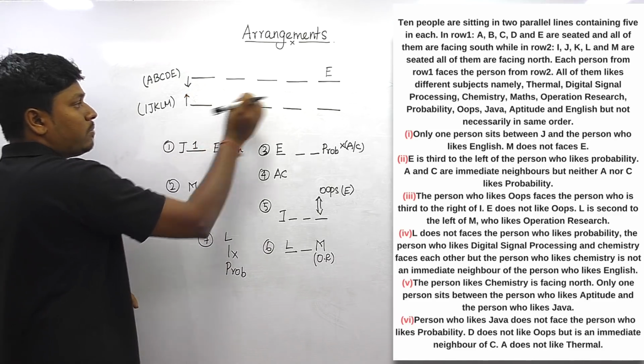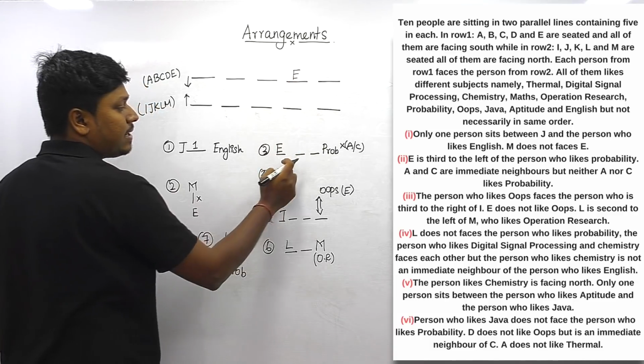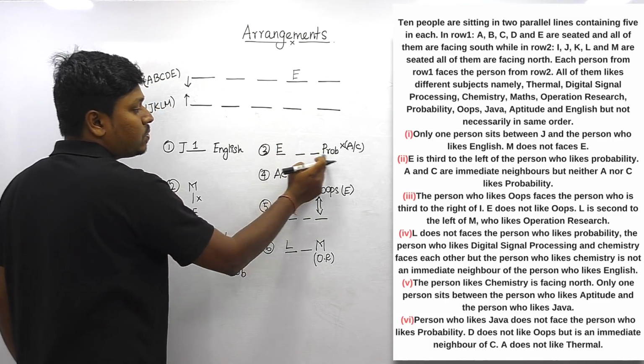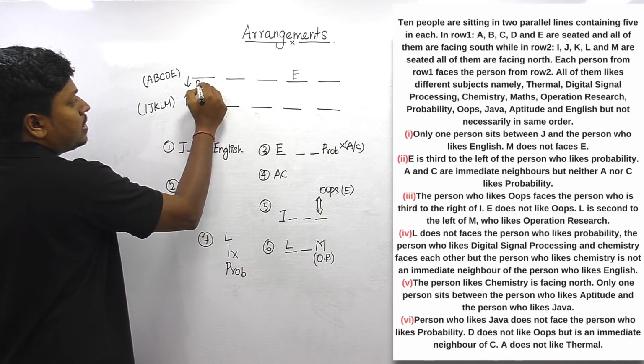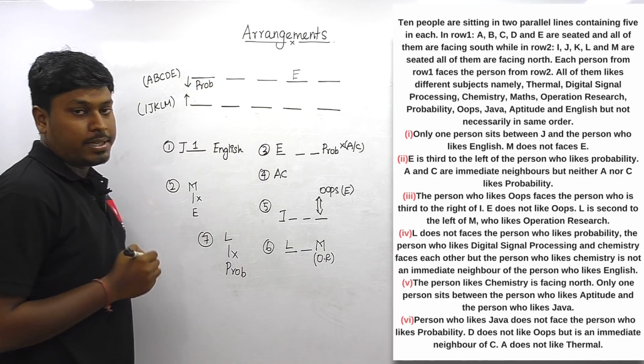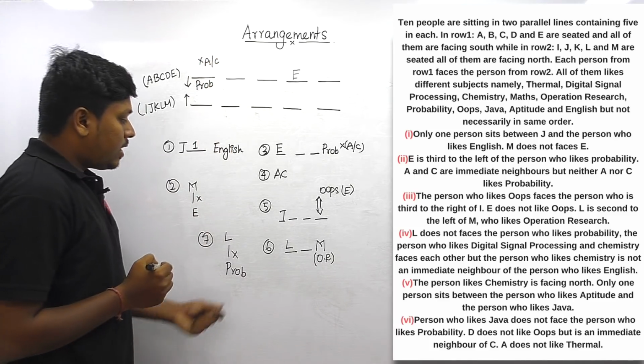So in this diagram, what I am going to do is fix E here. E's right-hand side is 1, 2, 3: probability. So this will be the place for probability, and probability is not liked by A and also C. Now let me do one thing.